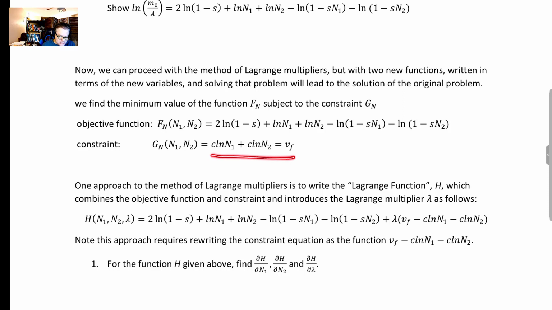And this is our constraint. Remember, the n1 and the n2 are those mass ratios as we had defined them just a moment ago, and this will end up being some equation because we'll have a fixed velocity that we want to achieve, and with that constraint we're going to try to minimize this function. So that's where Lagrange multipliers comes in.